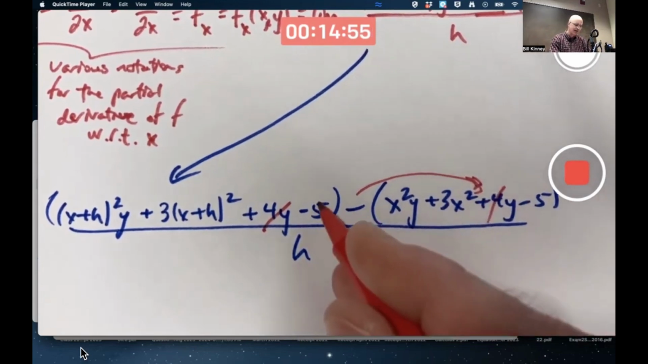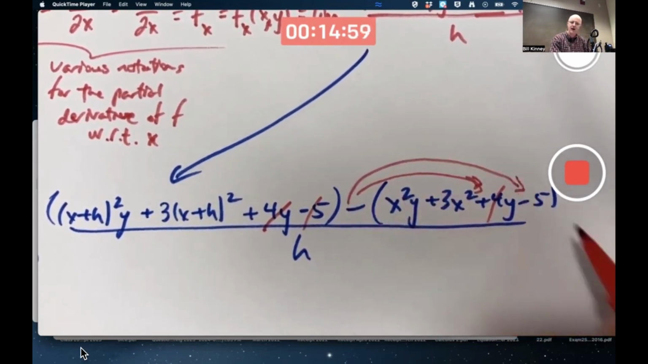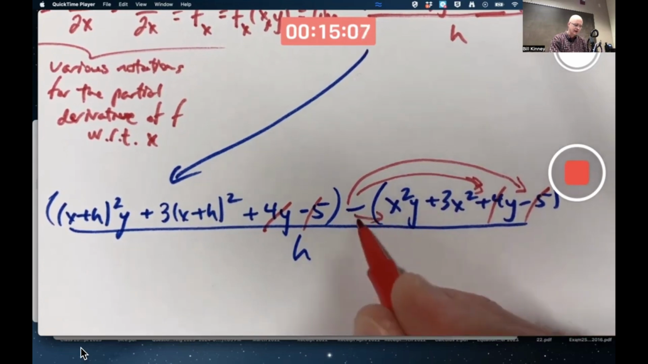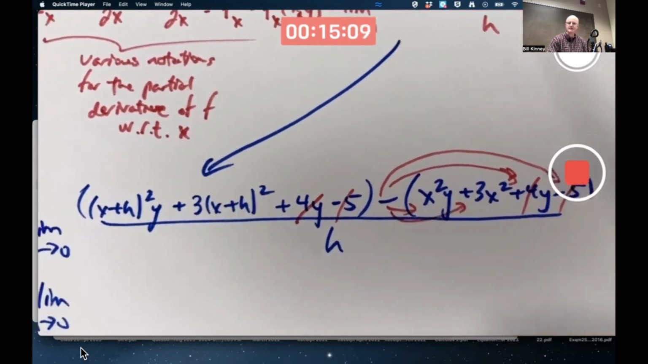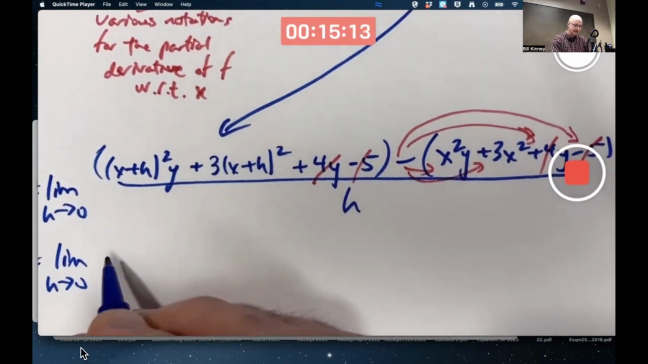The minus 5 here cancels with the plus 5 there. Two minuses make a plus. Those cancel. I do have to distribute the minus sign through to the other two terms as well, but they don't seemingly, at least not immediately, cancel. They will cancel eventually.